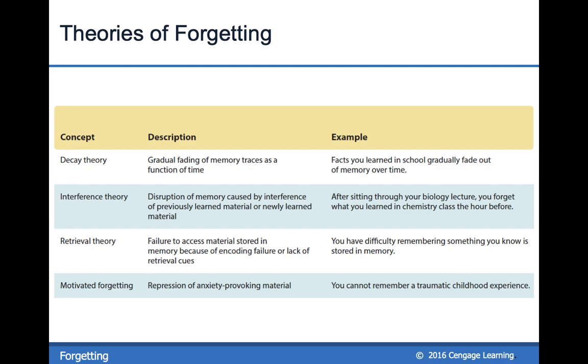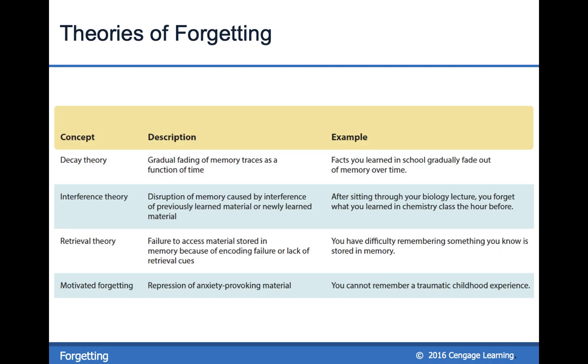So after you sit through your biology lecture, you forget what you learned in your class before that. So you forget what you learned in history because now you have new information and it's confusing to you now, and you've kind of laid over on top of that information. We also have retrieval theory. This is failure to access material stored in memory because of encoding failure or a lack of retrieval cues. So you have difficulty remembering something you know is stored in memory. You know it's there, you just can't bring it out. It's kind of that tip of the tongue state without that feeling of knowing.